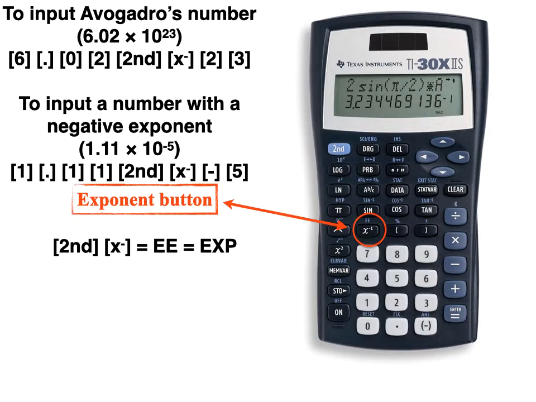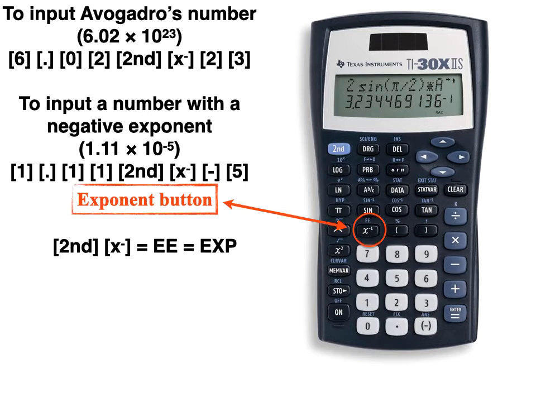Now, if you're using a Texas Instrument calculator, a TI-30X2S, if you want to enter Avogadro's number, 6.02 times 10 to the 23rd, you would key in 6.02. Then in the upper left-hand corner, you'd have to hit the second function, followed by x to the minus 1. Now, x to the minus 1 is just the formula for an inverse, but for a TI, they use the secondary function being the EE, which is an exponent.